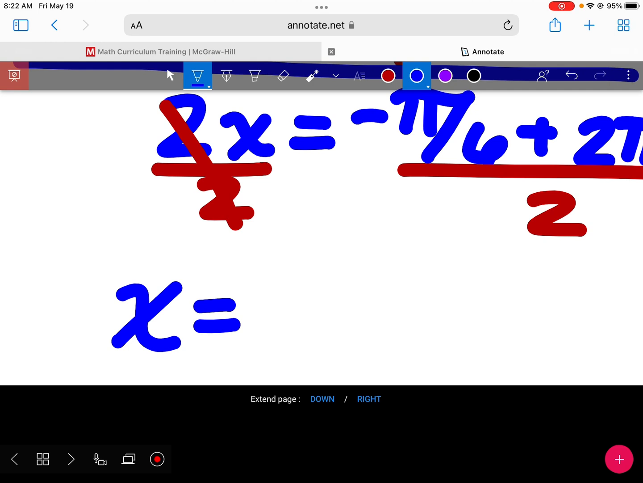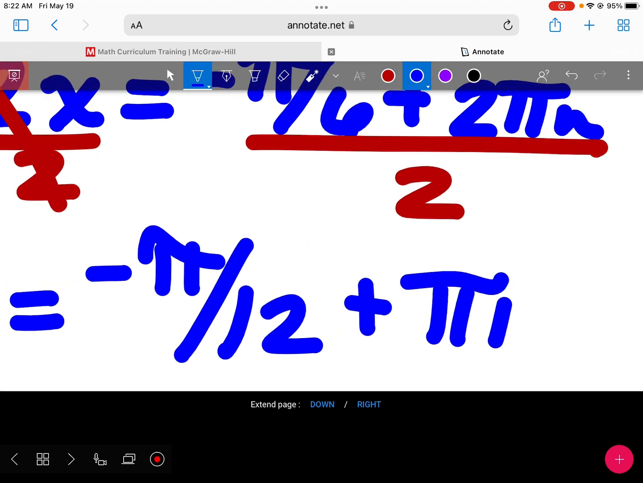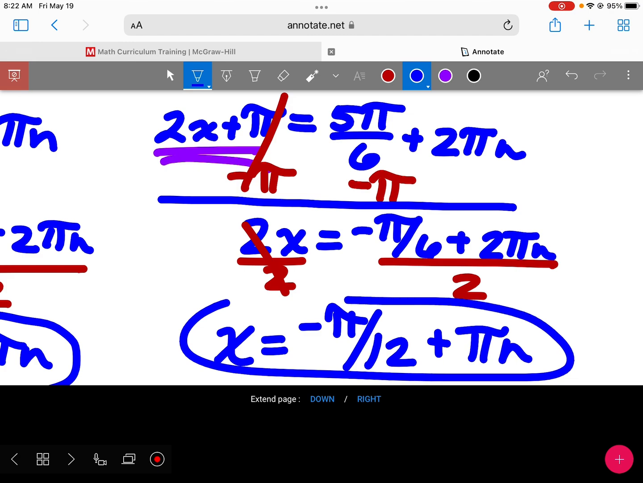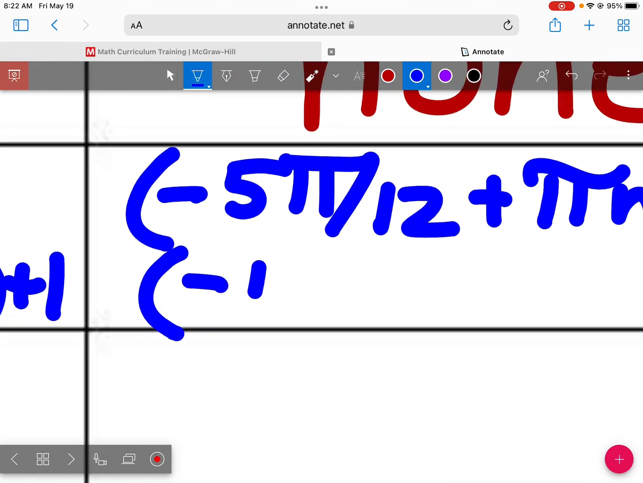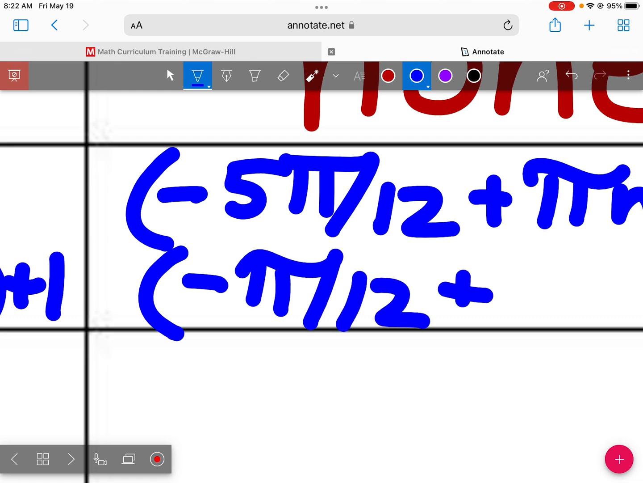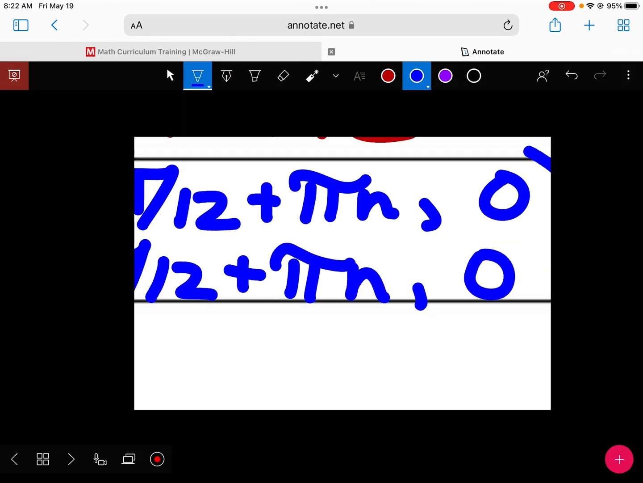Negative pi over 6 divided by 2? Not negative 1/3. I have negative pi over 6 divided by 2. Negative pi over 12, plus pi n. So this is the x part of the ordered pair. Yep. So negative pi over 12 plus pi n, 0.